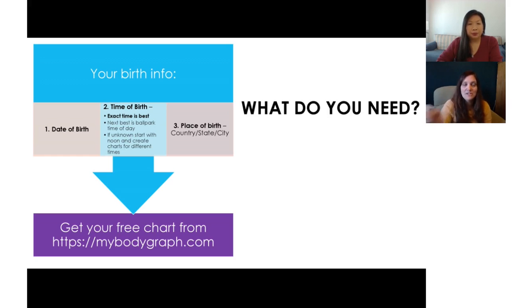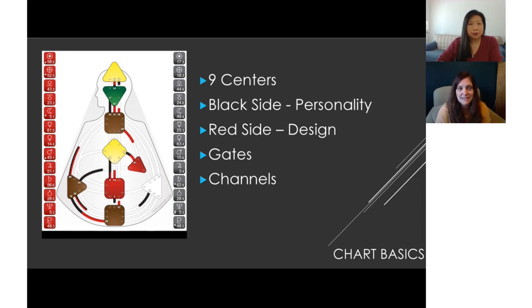So once you get your chart, you're going to see something like this. I'm just going to quickly go through what you're going to see here in the chart. In human design, there are 9 centers, and you can see in this body graph that 8 of the 9 are colored. Your centers will either be colored or white. The ones you see here that are yellow or red, those colors don't change or have different meanings. It's either colored or it's white. Does that kind of make sense?